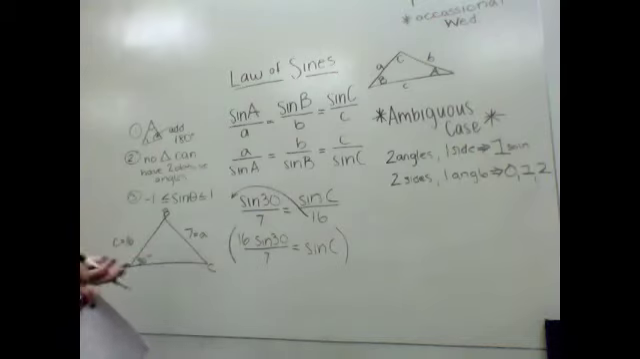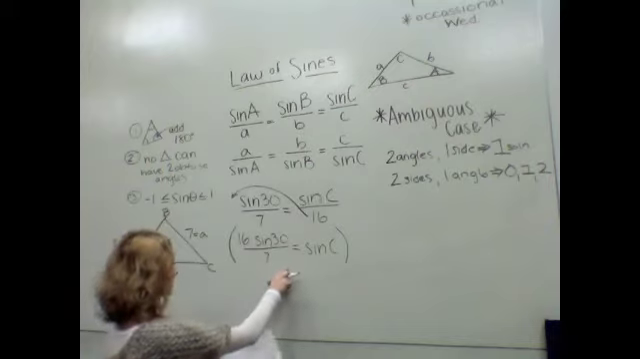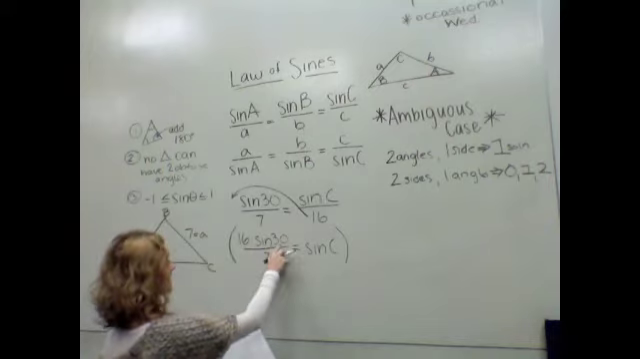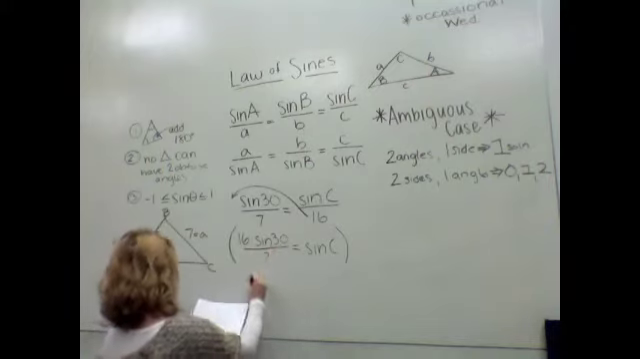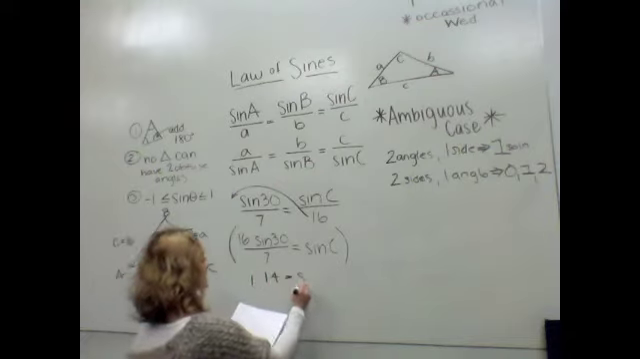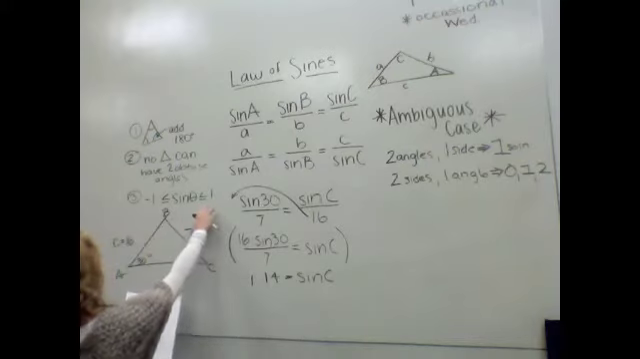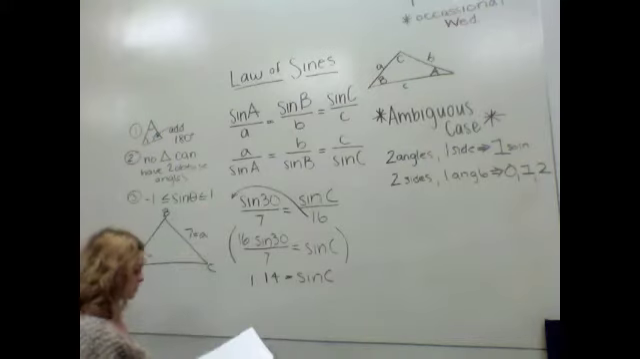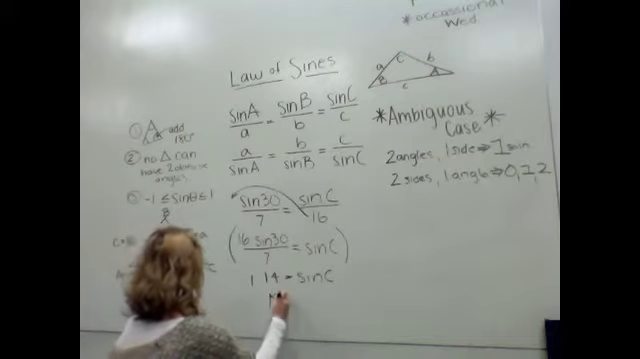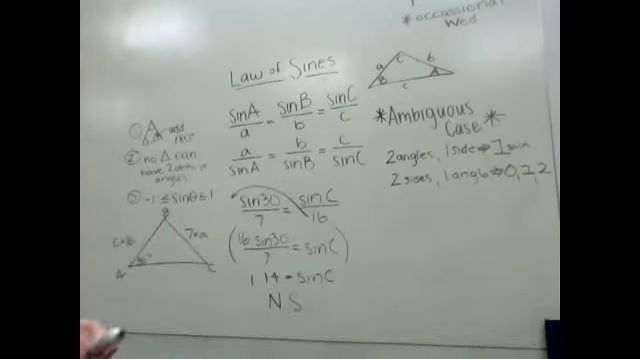But I can take a step back. If I type this quantity inside my calculator, 16 times sine of 30 all divided by 7, I get 1.14 is equal to sine of C. So before I even took the sine inverse to get C by itself, I recognized that sine was bigger than 1, which is not true. So therefore, there's no solution. Therefore, this triangle does not exist. It is not possible.